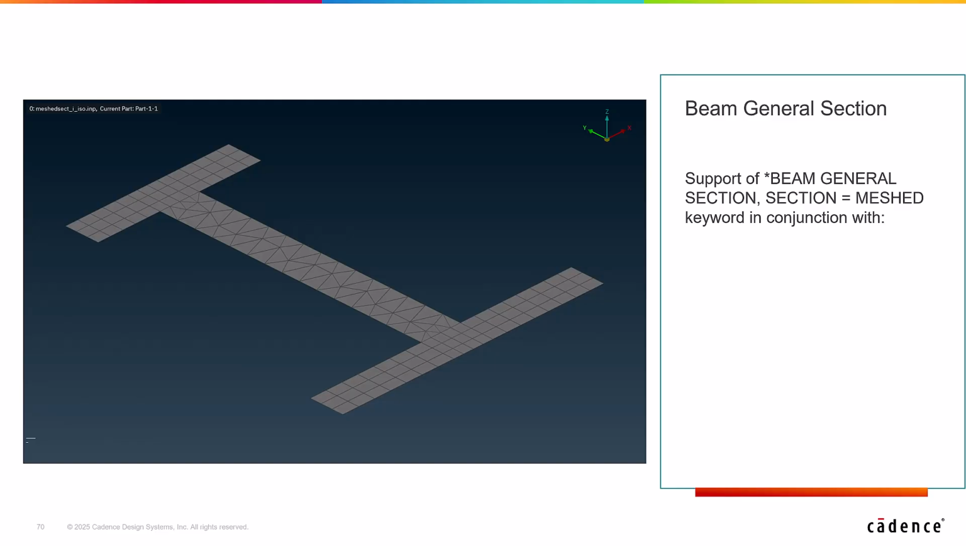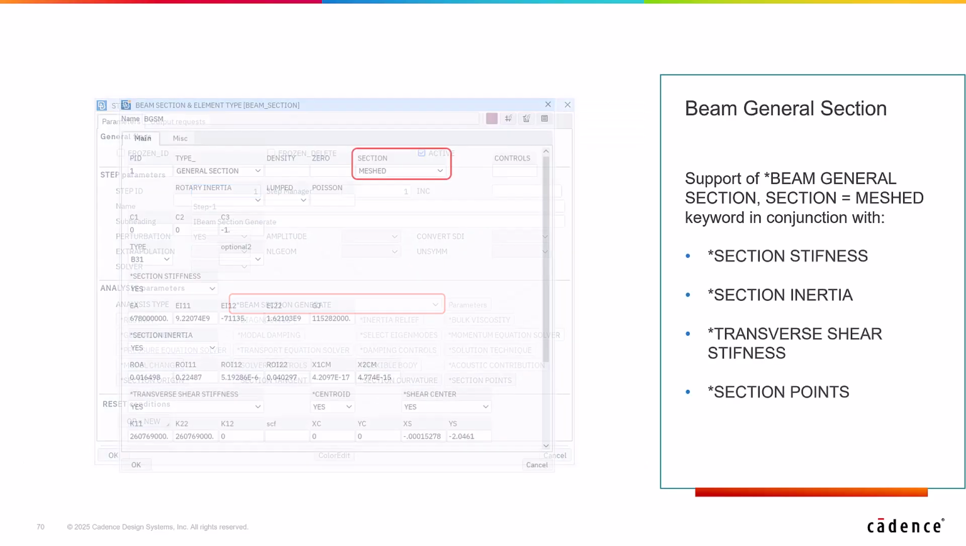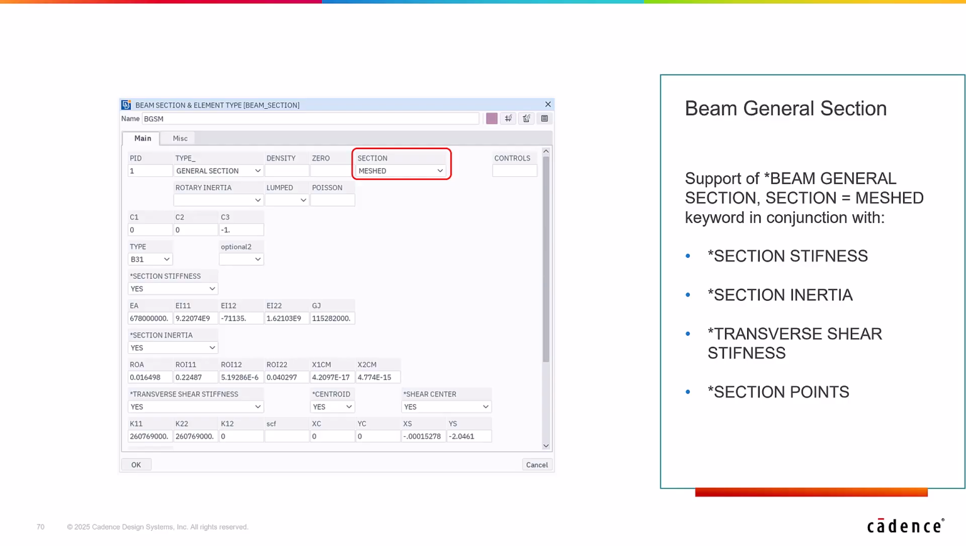The keyword beam general section equals meshed is now supported in conjunction with section stiffness, section inertia, transverse shear stiffness, and section points. By creating the cross-section and then running the beam section generate analysis, the beam property section equals meshed can be created.